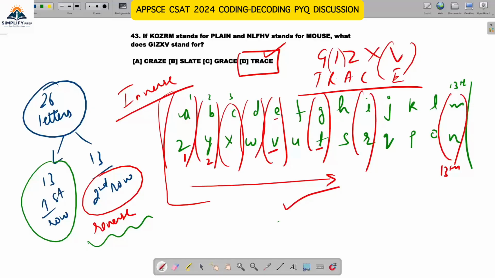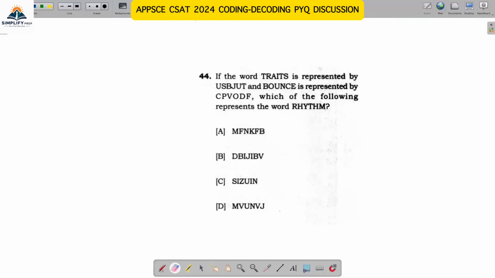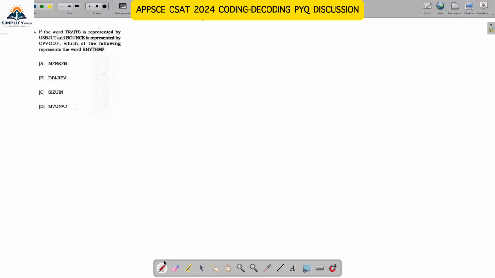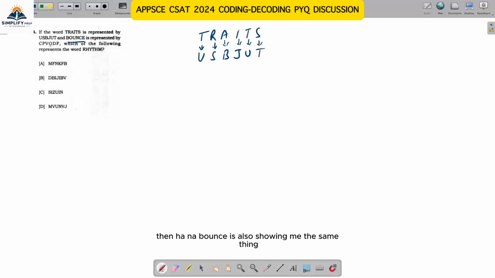So let's take some other problem now. 44th problem, if you see, now this is a question, if you see carefully, that is very, very easy question, because if you write what is given, traits is given, represented as USB JUT. So I am clearly seeing, like after T, U आता है ना, T U, R S, A B, I J, T U, S T, so they are just the next letter, है ना. अब bounce में भी देख सकते हो, the same pattern, B के बाद C, then है ना, bounce is also showing me the same thing only.